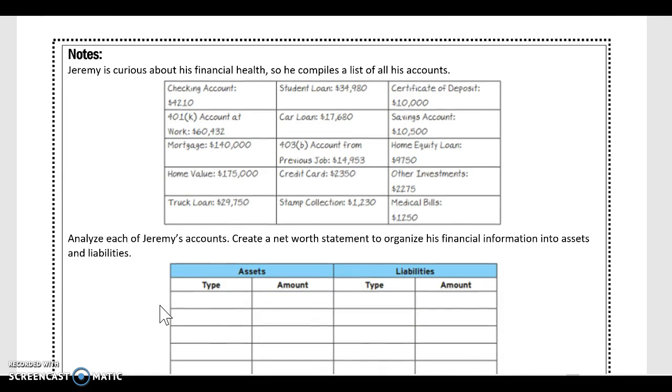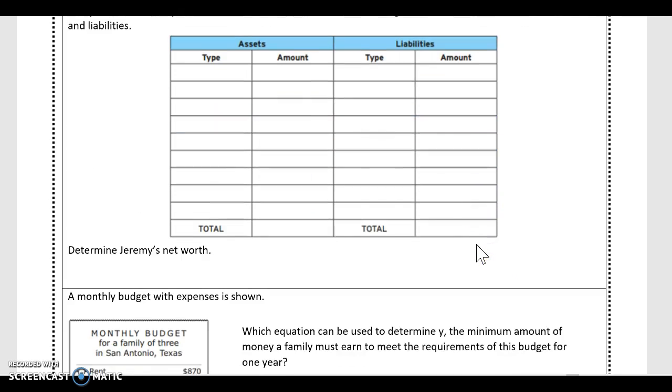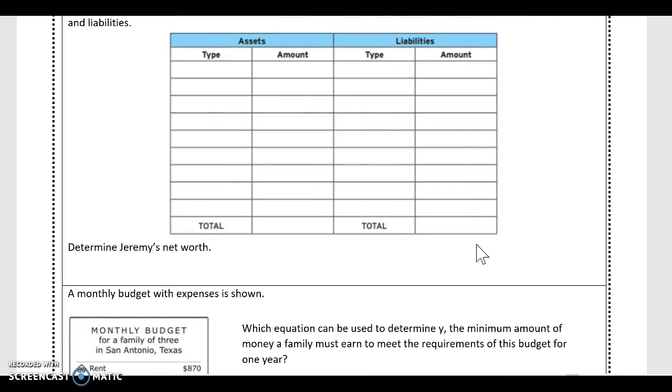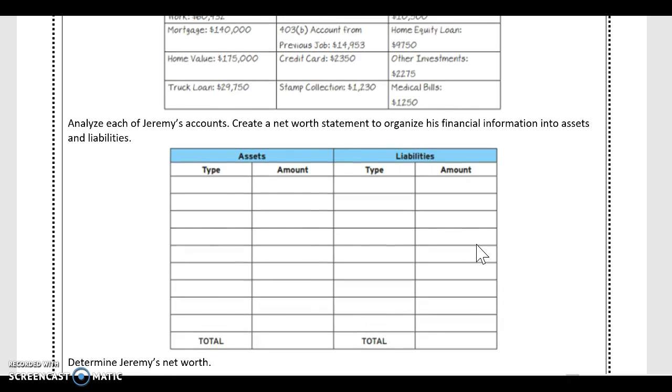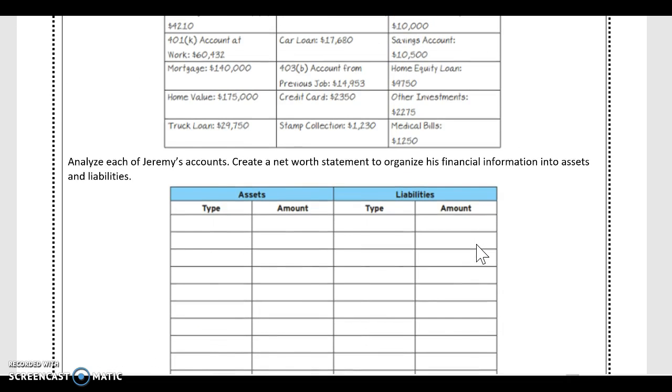So you should just have to turn one page. So the next set of notes, it says Jeremy's curious about his financial health, so he compiles a list of all of his accounts. Analyze his accounts, create a net worth statement to organize his financial information into assets and liabilities. All right, so all we're doing is using the information to go ahead and make a table. So I want you to try it on your own, and then you can check your answers.